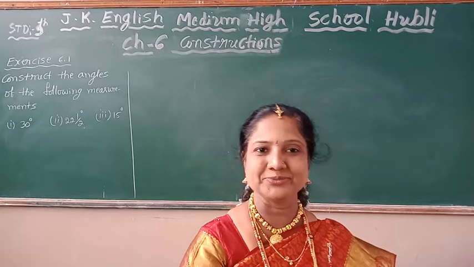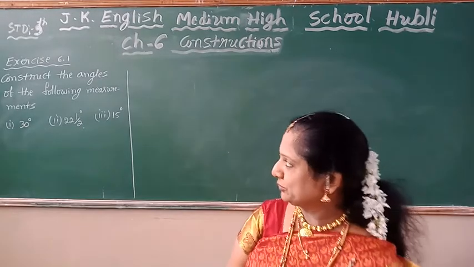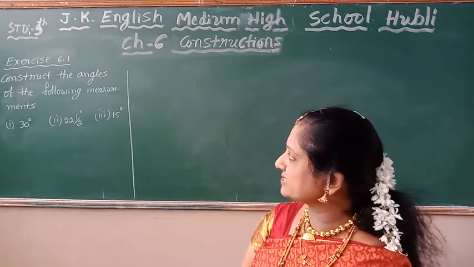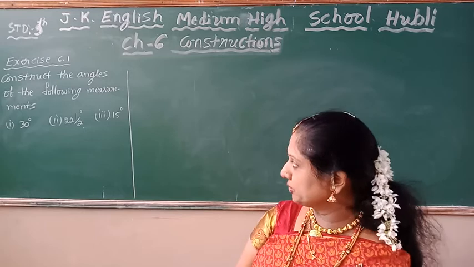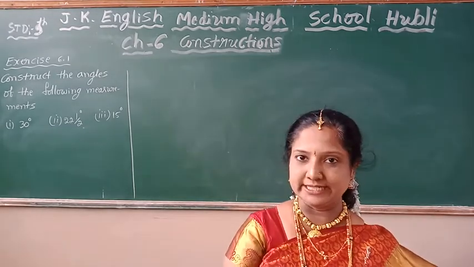I am going to continue the chapter 6 constructions. So today I am going to construct exercise 6.1, third main heading. Construct the angles of the following measurements: 30 degree, 22.5 degree and 15 degree. First I am going to construct 30 degree.